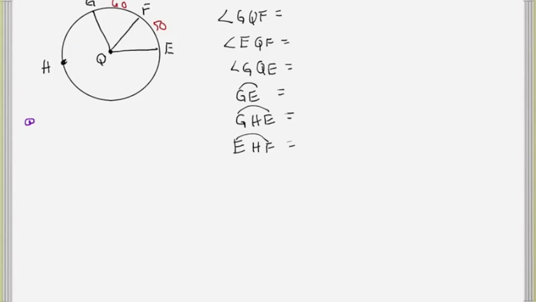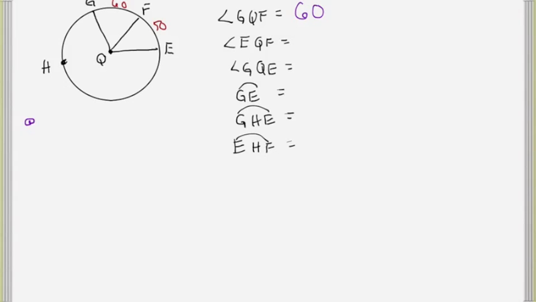Okay? So in the last set of problems, we were given information about the angles and then asked about some arcs or angles. In this one, you're given information about the arcs, and we're asked about some angles or arcs. So angle GQF would be 60, because Q is the center, so GQF is a central angle, and central angles are equal to the arc.